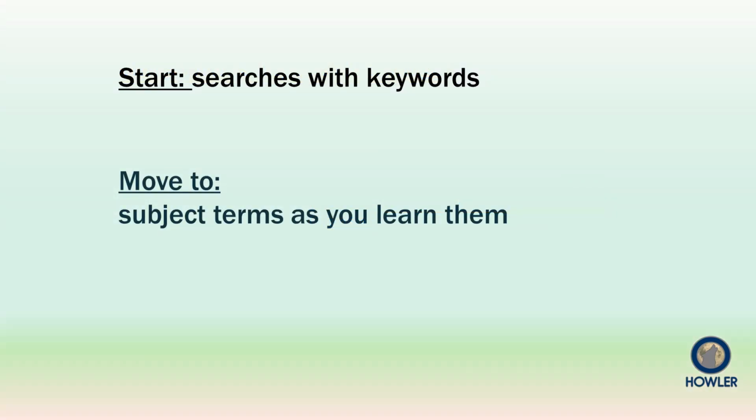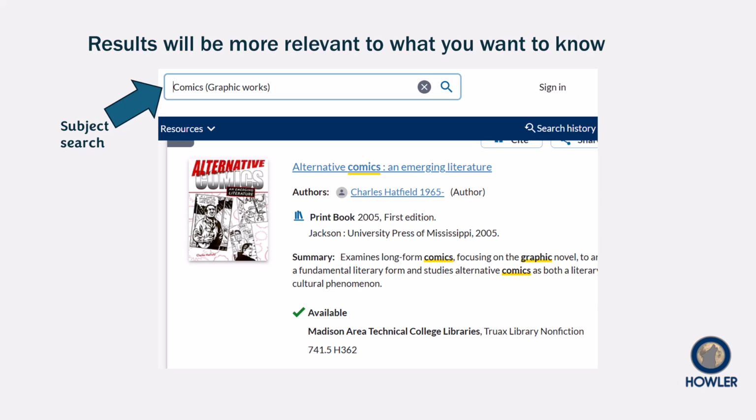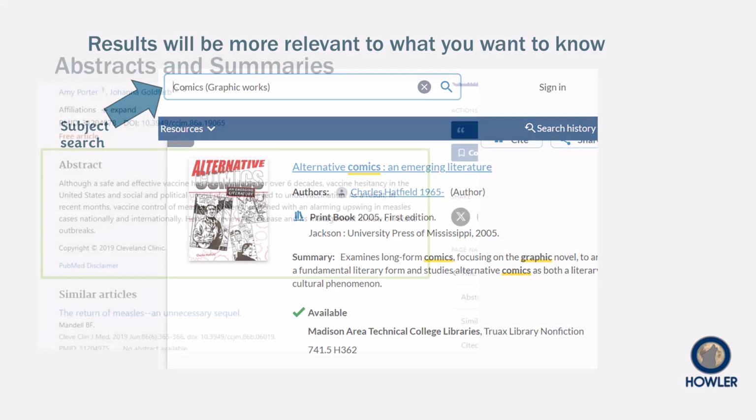Unless somehow you already know the correct subject terms, start your searches with keywords, but move to subject terms as you learn them. Here's an example. If we use comics, graphic works, rather than our initial keyword comic, it will eliminate many less relevant sources that use comic as an adjective, or those that mean the word comic as someone who is funny for a living.